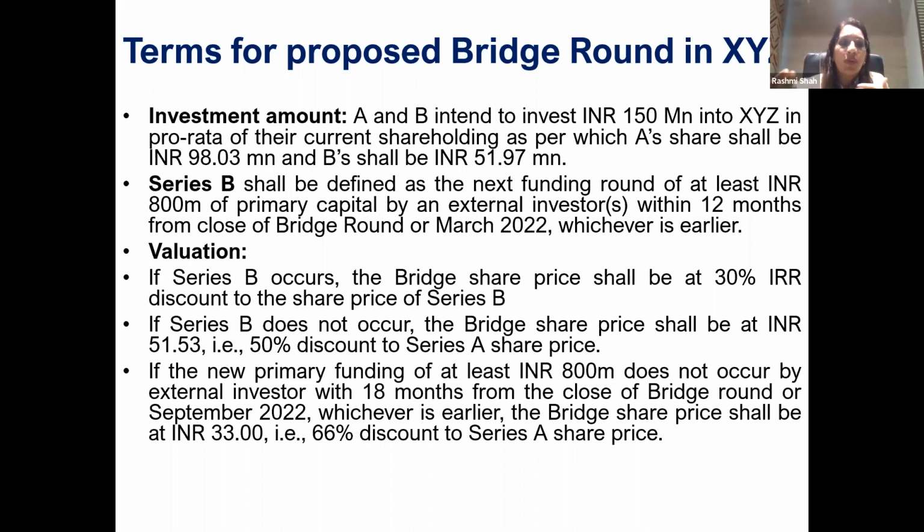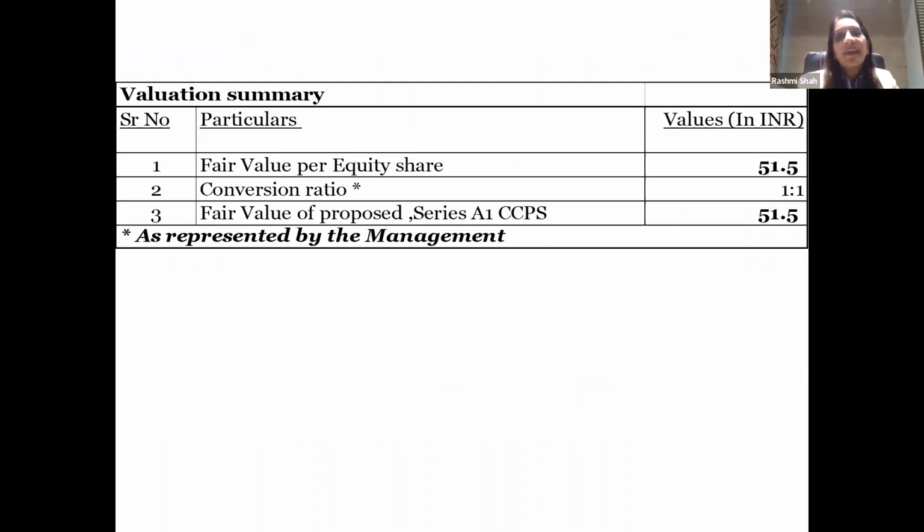The others were not holding good. So when these kind of terms are provided to you, you have to assess every term, build scenarios. Probably scenario one, the value is this, scenario two, the value is this. And then you can also apply weightages if you don't want to take the highest of all three. So you can also apply weightages to every scenario. In this case, since the conversion ratio was fixed as 1:1, we took the fair value per equity share. We applied a conversion ratio to get the series A1 CCPS value.